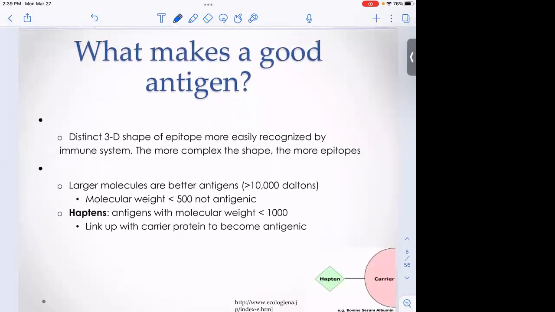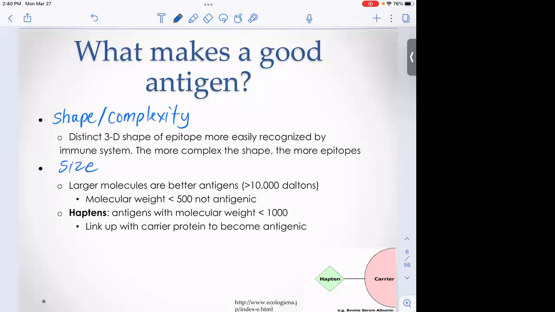So what makes a good antigen? By that, I mean, what are the characteristics of a molecule that would make it really good at our immune system recognizing it? If you look at the shape or the complexity, that's one characteristic. Molecules that have a very distinct shape or are very complex are usually going to be noticed really easily. Okay, so the more complex it is, the more epitopes there are for our immune system to recognize.